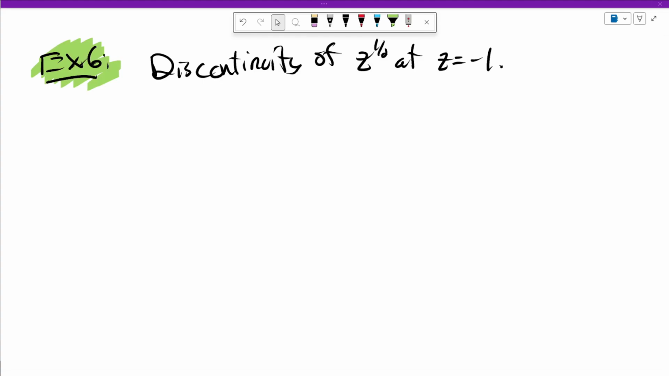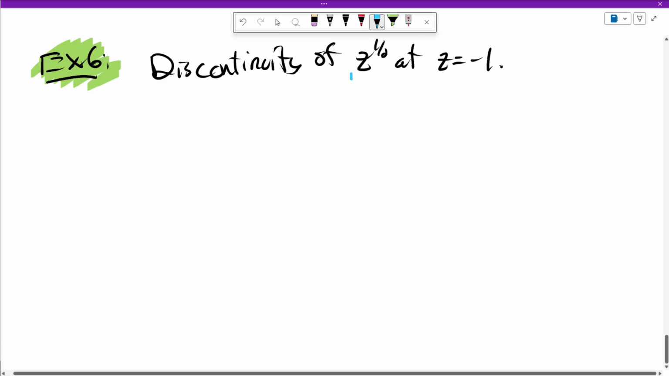In this example 6, we're going to see that all is not rainbows with continuity. There are points of discontinuity, and in particular, the principal square root. So whenever you write z to the 1/2 and you think about it as a function, you mean the principal square root. We're not returning more than one value, just the principal square root. We're going to see that this guy is not continuous at -1.